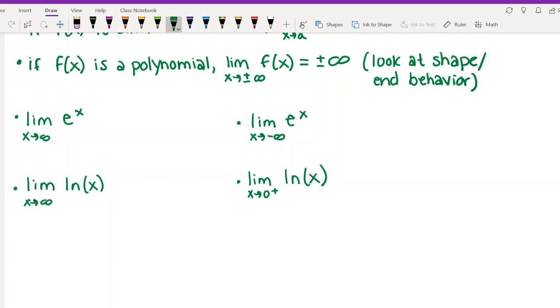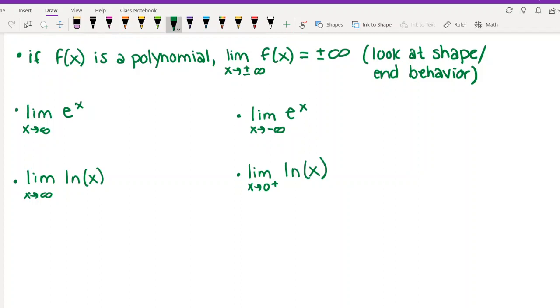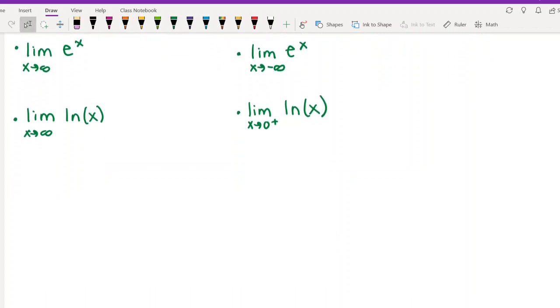For these four limits, to be able to know them off the top of your head, I think the easiest way is to be familiar with the shapes of the graphs of e to the x and ln of x. If you took pre-calculus with me, you know I really tried to emphasize having quick familiarity with the shapes of certain functions, and this is one of the main reasons why. If you know what the graphs of certain functions look like, then you can visually figure out, oh, okay, that's what the limit has to be.